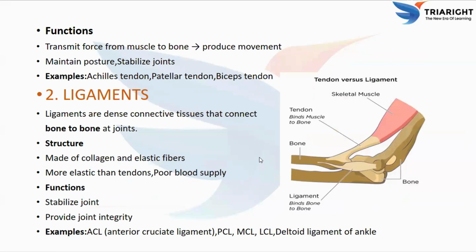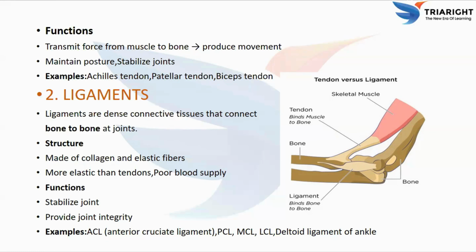So what are the functions of the tendons? They transmit force from muscle to bone, that is, they produce movement, and they also help in maintaining posture. Okay. So next is ligaments. What are ligaments? These are strong connective tissues that connect bone to bone at joints. So remember, a tendon is muscle to bone, whereas a ligament is bone to bone.